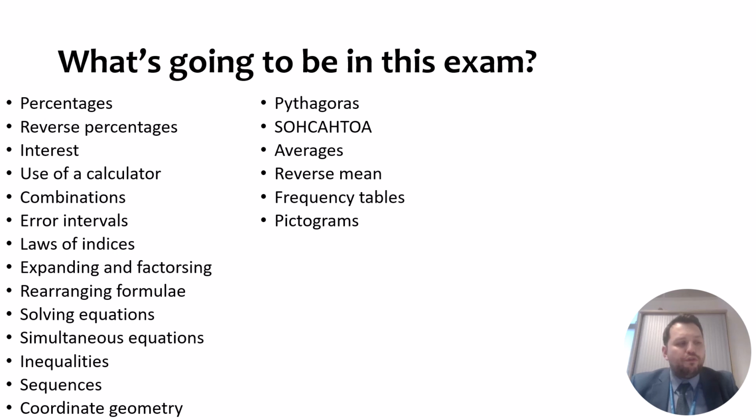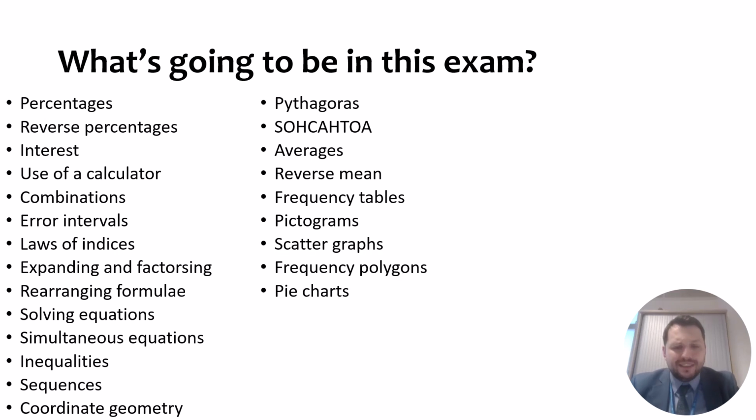And then moving on from averages to more statistics, pictograms, scatter graphs, frequency polygons and pie charts are all examples of statistical diagrams that we haven't seen yet. There are a couple more that I'll mention later. Ratio, that's huge. You had a bit of ratio in Paper 1, definitely expecting to still see more. Sharing in a ratio, combining ratio, etc. And then still on proportion, currency conversions.